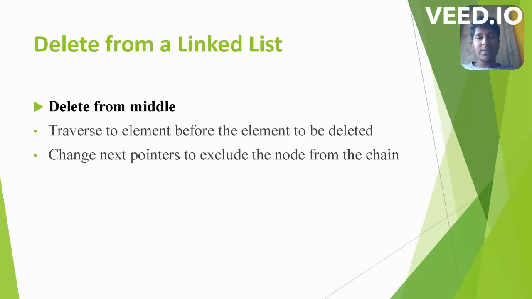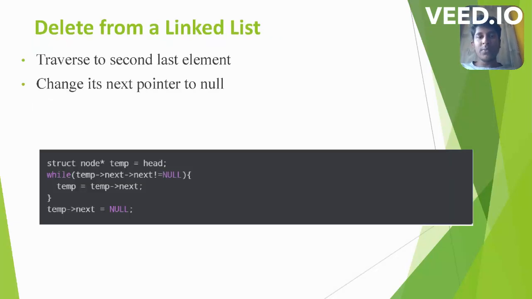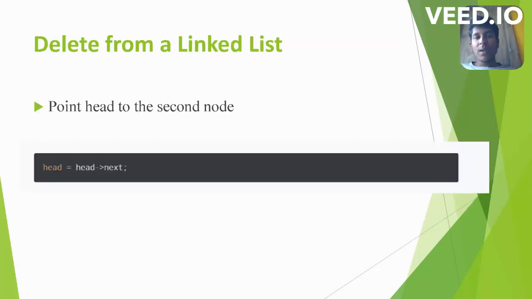Delete from the linked list. Delete from middle: traverse to the element before the element to be deleted, and change the next pointer to exclude the node from the chain. Delete from the end: traverse to the second last element and change its pointer to null. Delete from the beginning: point the head to the second node.